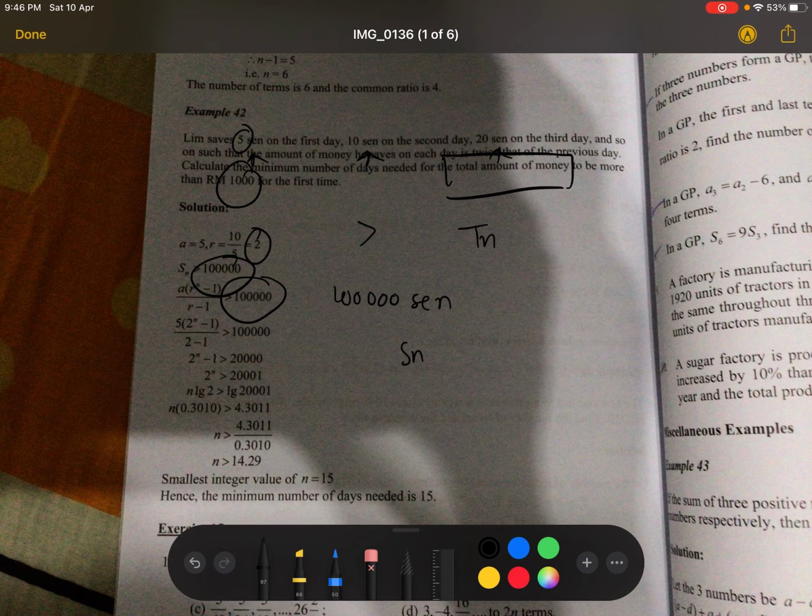If it's TN, it means it is the first time the amount of money becomes more than 1,000. But if you want to find the total amount of money, then you have to find the sum of the money, SN. So SN is greater than 100,000. You substitute the formula. And the main thing here is that after you do your normal steps, you will get this type of thing. You see that there is 2^n here. So how do I solve this 2^n?